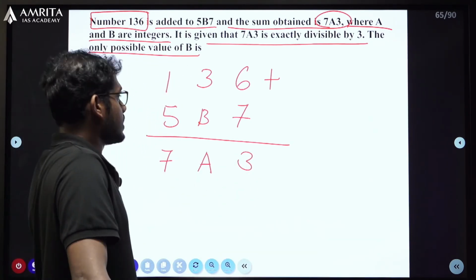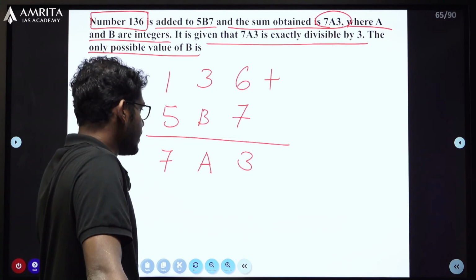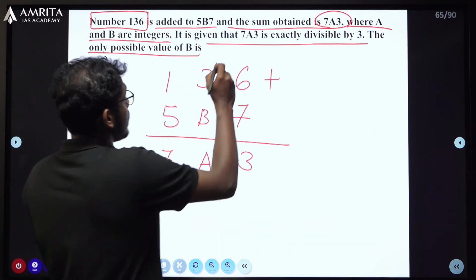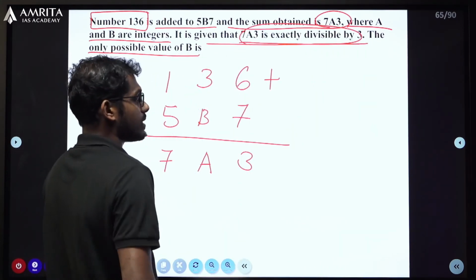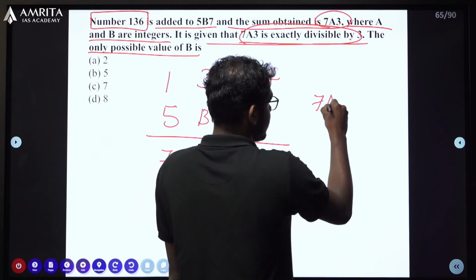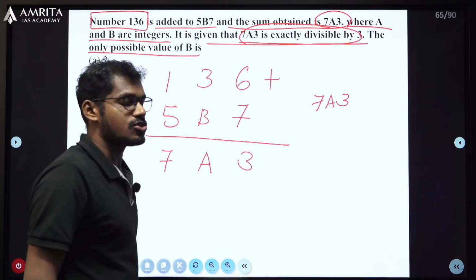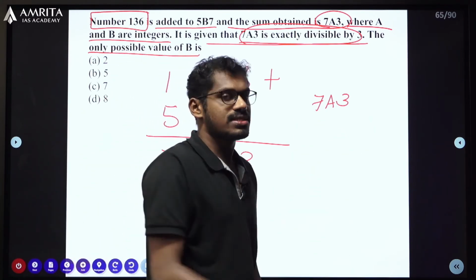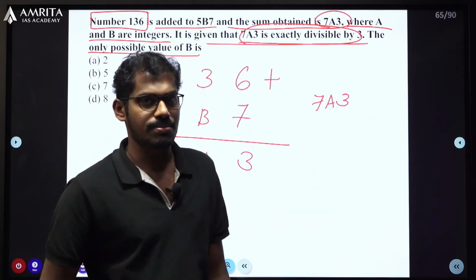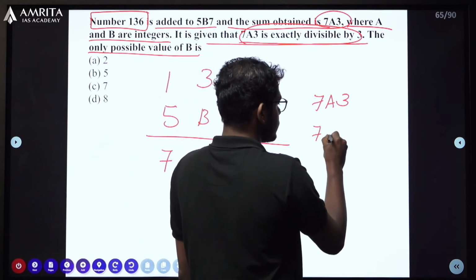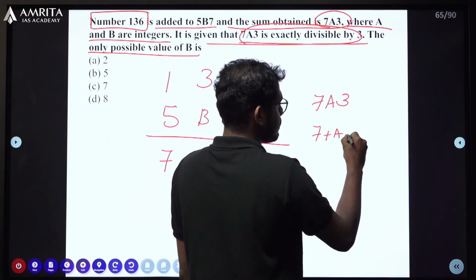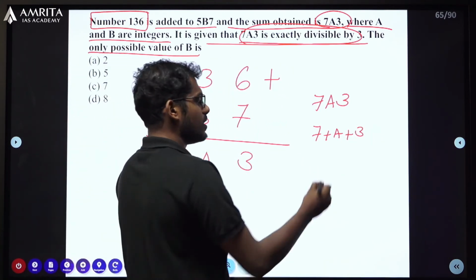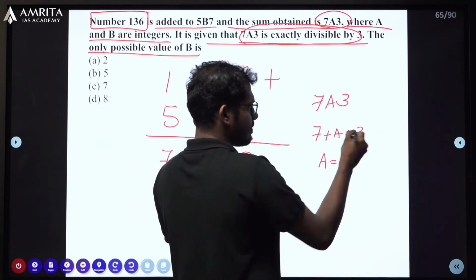Clear? Okay. 136 is added to 5B7 and the sum is 7A3. And they say 7A3 is exactly divisible by 3. In the last class we discussed, if a number is to be divisible by 3, then the sum of its digits must also be divisible by 3. So in this case, if 7A3 is divisible by 3, then 7 plus A plus 3 must also be divisible by 3. Hence the value of A can be, 7 plus 3 is 10.